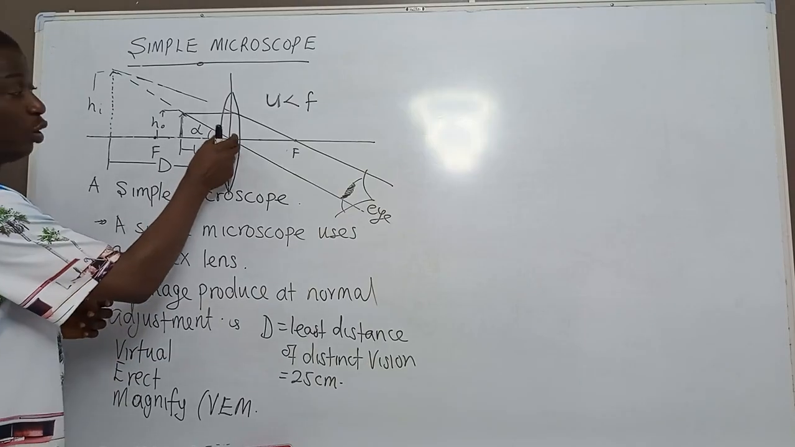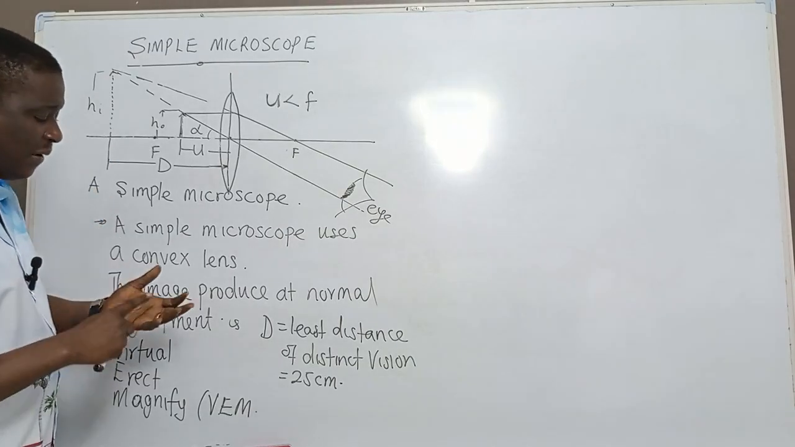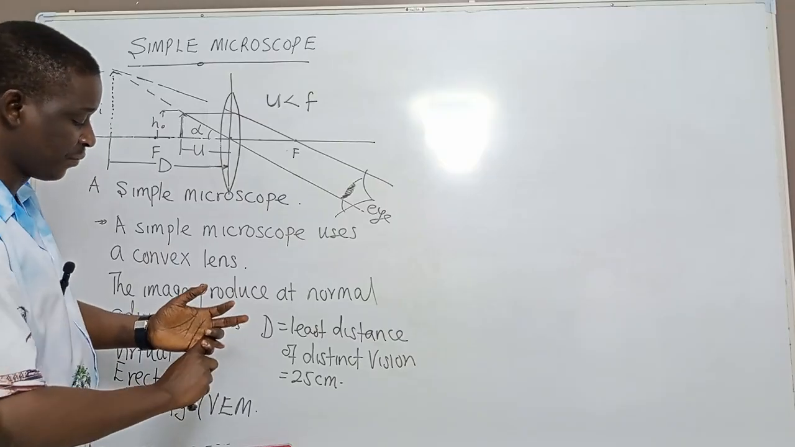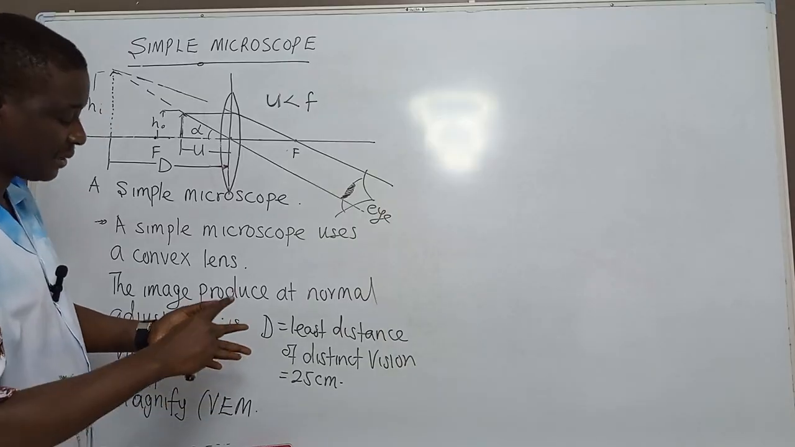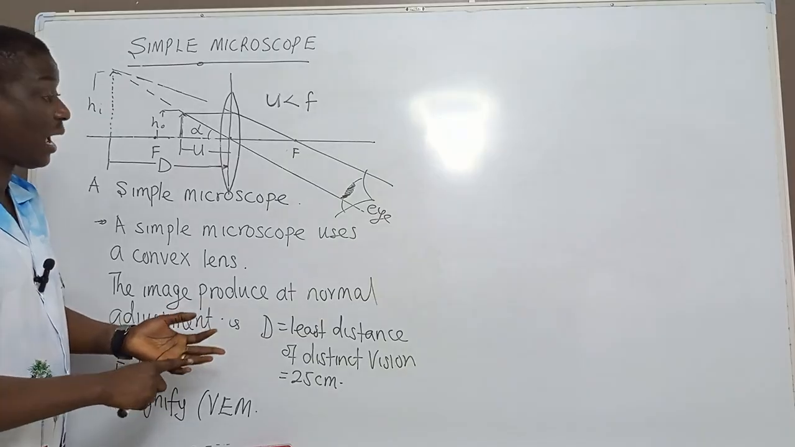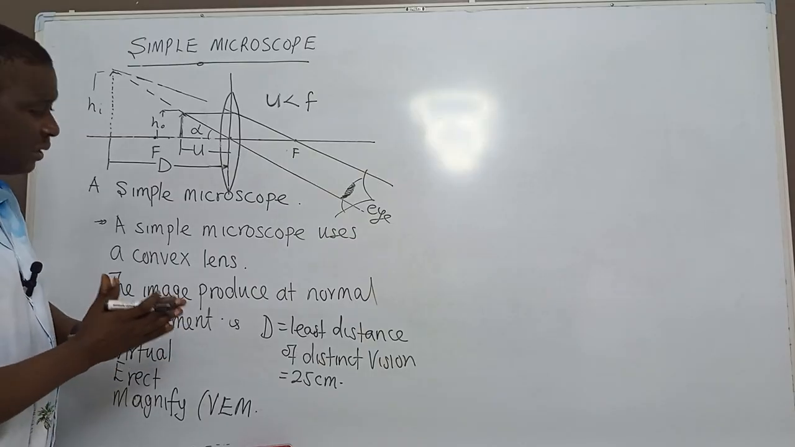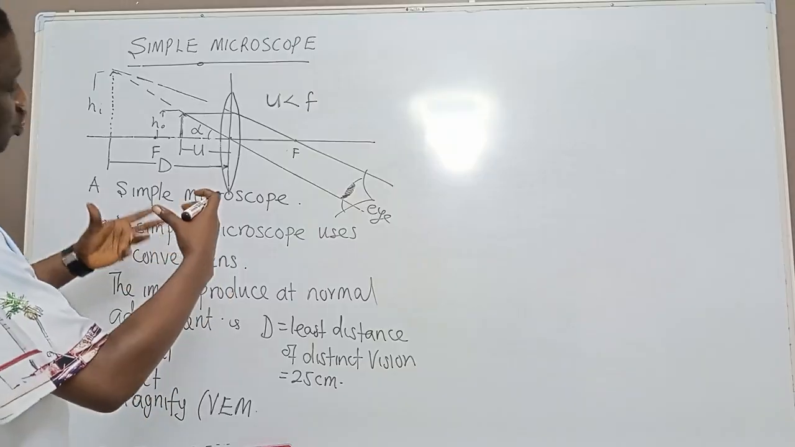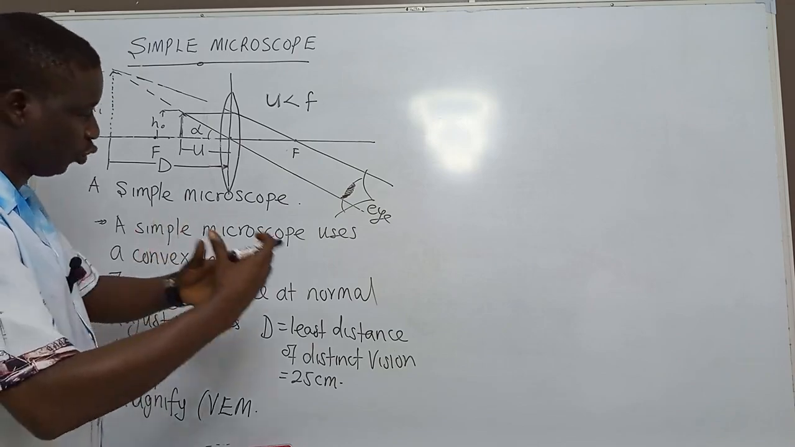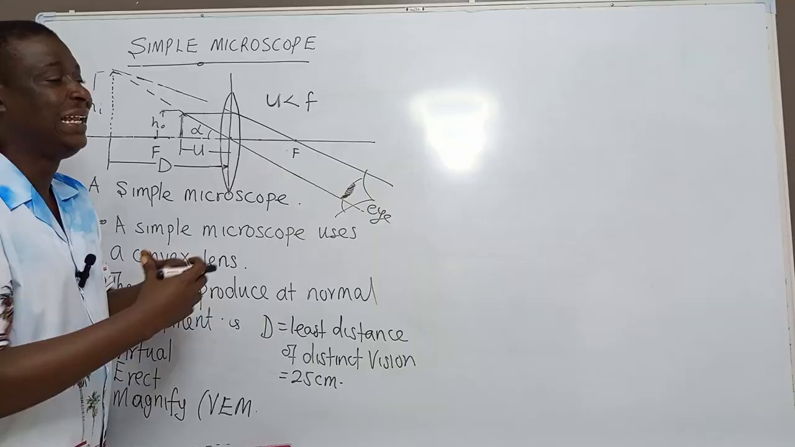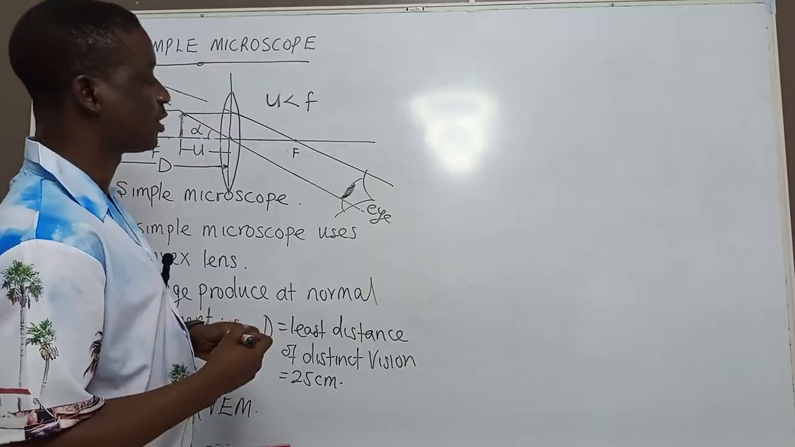Another thing we have to understand is that the lens used is a single lens, and that single lens acts as the eyepiece lens and also acts as the objective lens. Even while using this microscope to observe an object, the object must be at a close distance, having a least distance of 25 centimeters for distinct vision to be actualized.